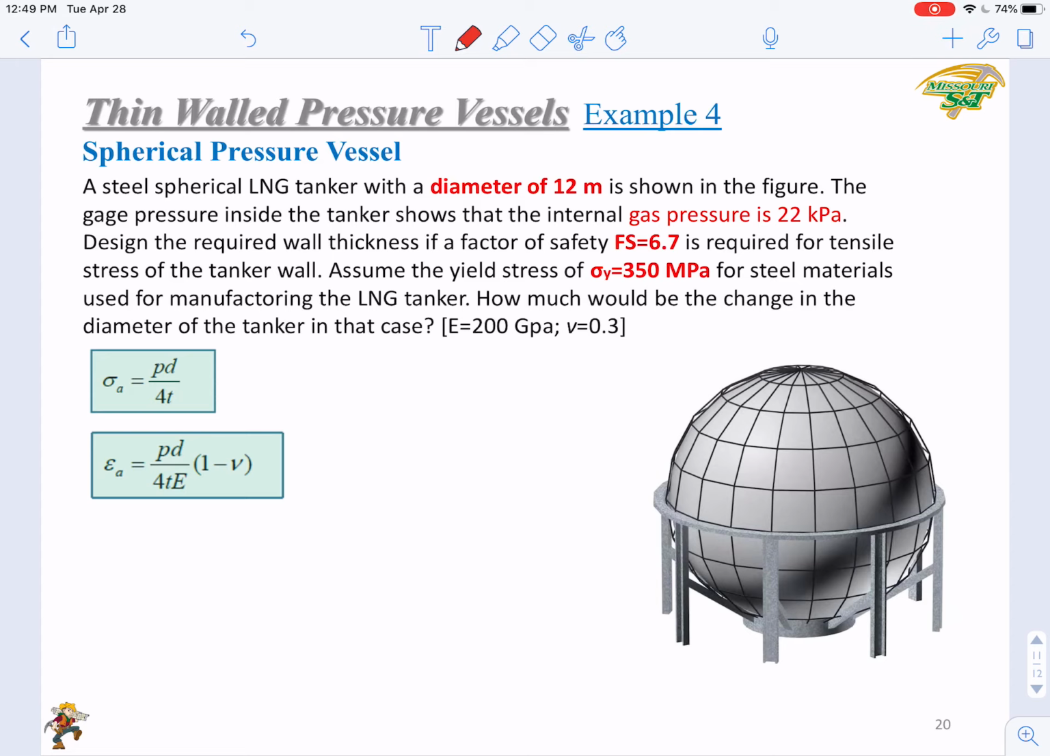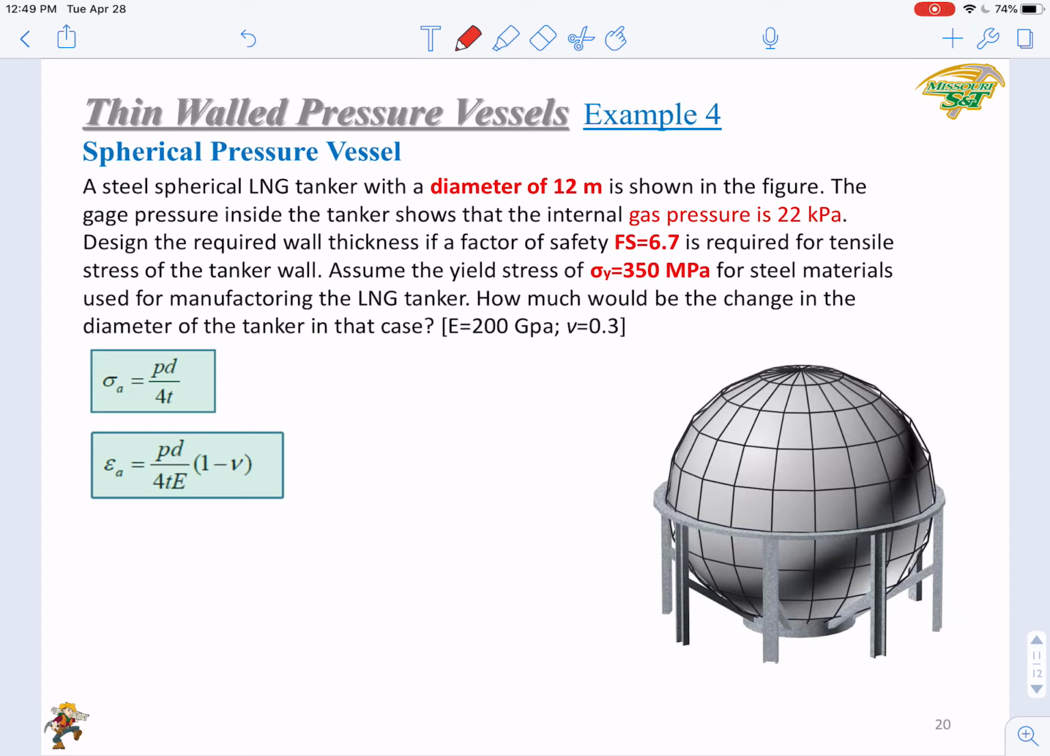A steel spherical tanker with a diameter of 12 meters is shown here, and the inner pressure is 22 kPa. Then design the required wall thickness if the factor of safety is 6.7. The yield stress or the tensile strength has been given for the steel material, that is 350 MPa. Then design it by selecting a thickness, and then given this thickness, how much would be the change in the diameter of the tanker in that case.